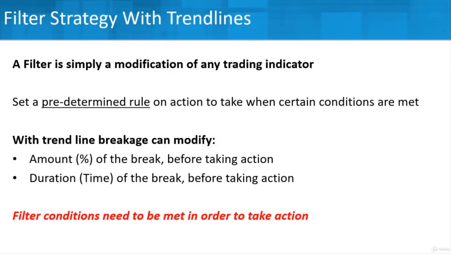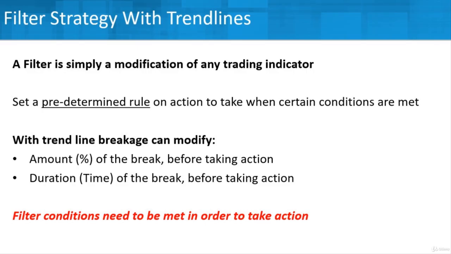At its base level, a filter is simply a modification of any trading indicator. Basically, you're setting a predetermined rule on an action that you'll take when certain conditions are met. That's the key thing. It is predetermined. You've already decided that when this happens, then you will take a certain amount of action. And we're talking about this specifically with trend lines, but you can use filters with different types of indicators as well. Some work better than others when we get into more detail around filters with other types of indicators.